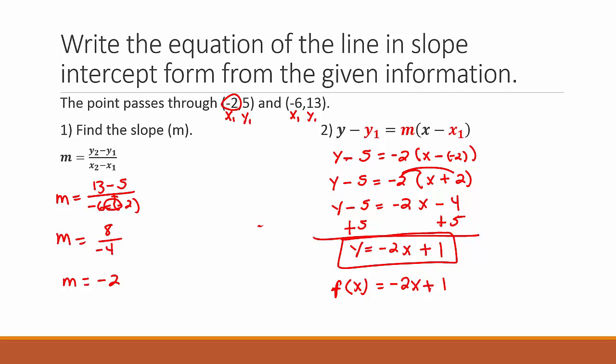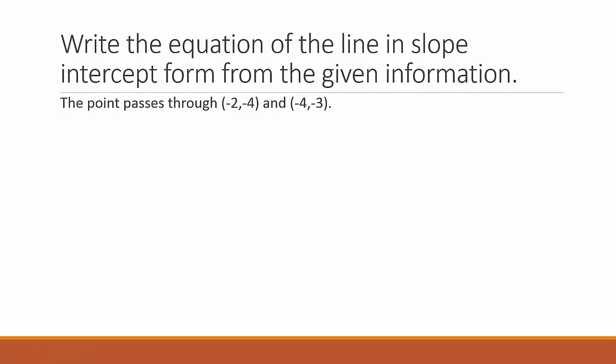Okay, so let's try one more of those problems. Again, you need 2 things to be able to write the equation of a line: a point, any point that the line passes through, and the slope of the line. Okay, so let's say that we have a line that's passing through the points negative 2, negative 4, and negative 4, negative 3.